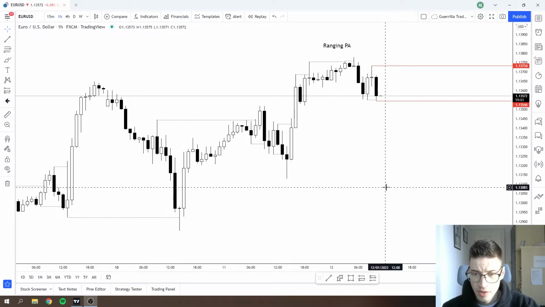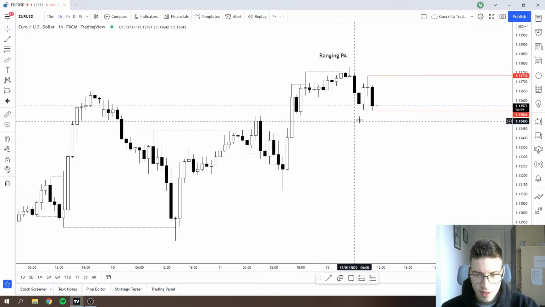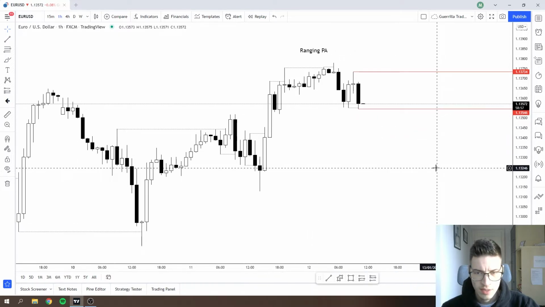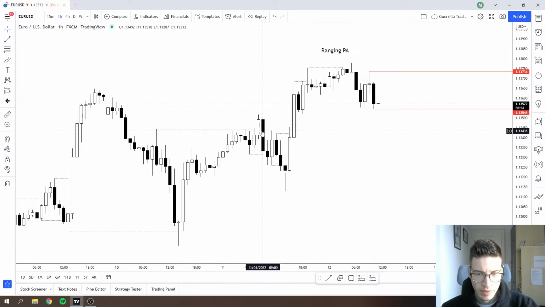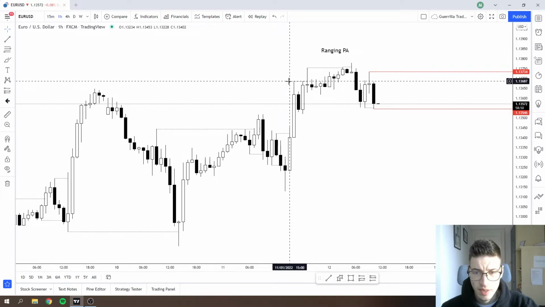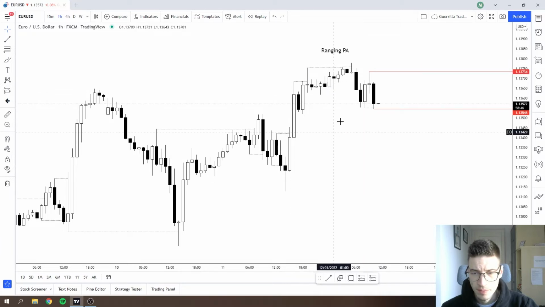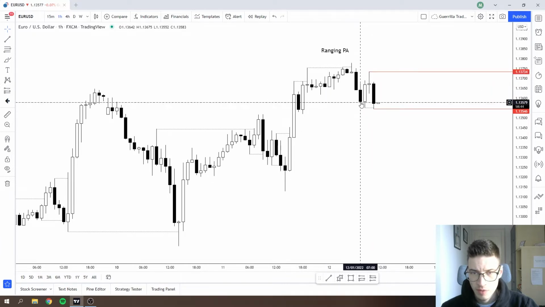So let's get started with looking at the euro and US dollar. Currently what I'm seeing is that we are in this ascending structure. So we broke the high, retraced, broke the low, retraced, broke the high, retraced. Then we got an ascending right here, broke the high, retraced, broke the high, retraced. And then we got some momentum to the downside.